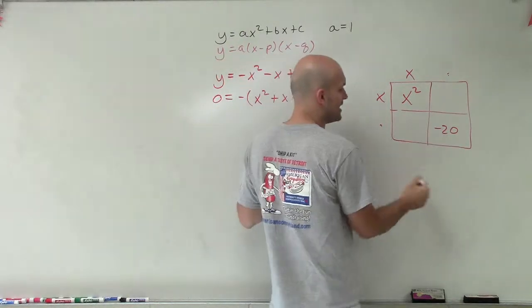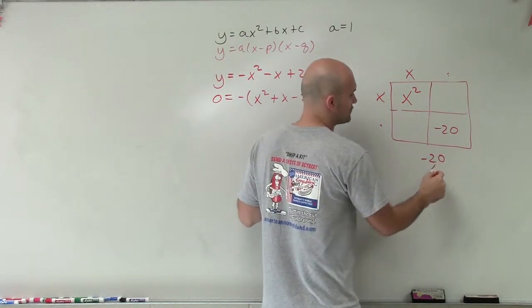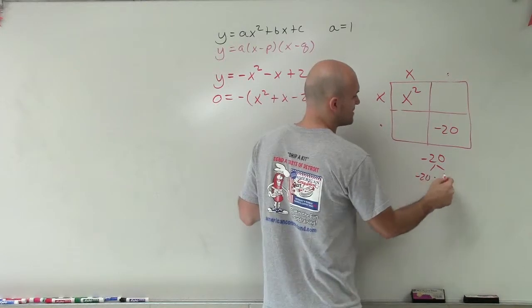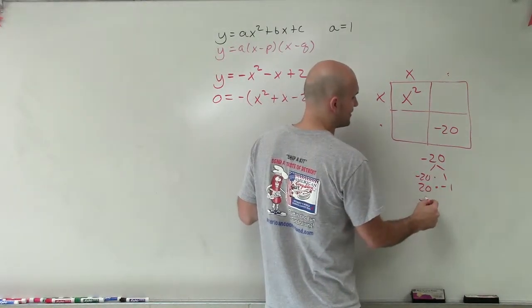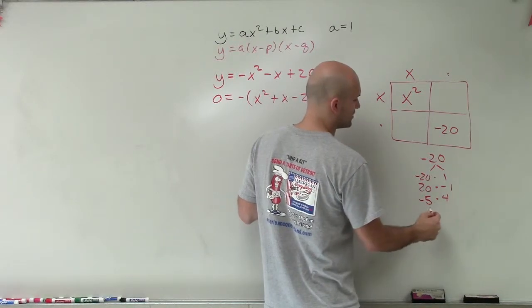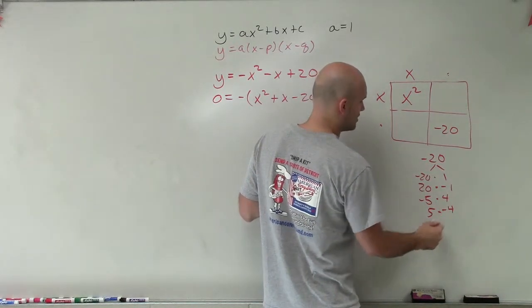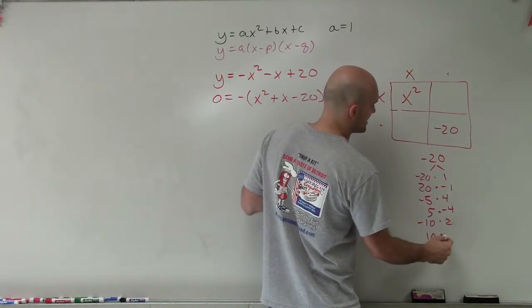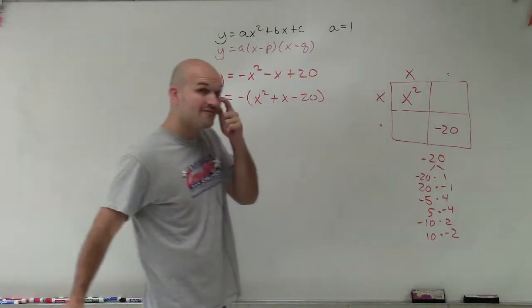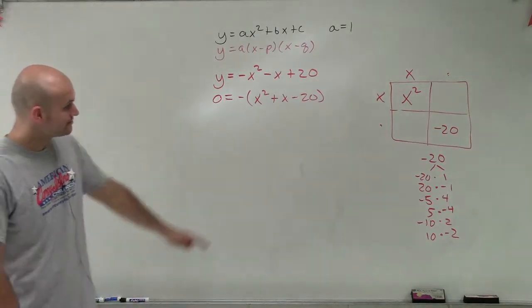But now, what about -20? We have a couple options with -20. We could do -20 times 1. We could do 20 times -1. We could do -5 times 4. We could do 5 times -4. We could do -10 times 2. And we could do 10 times -2. So there's a lot of options that we can multiply them for.